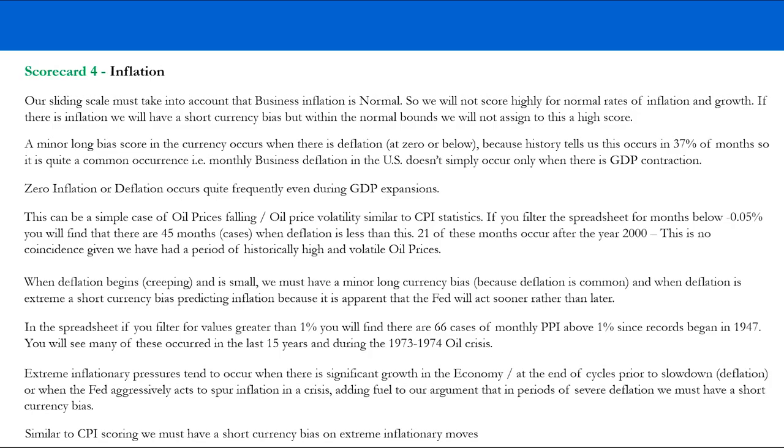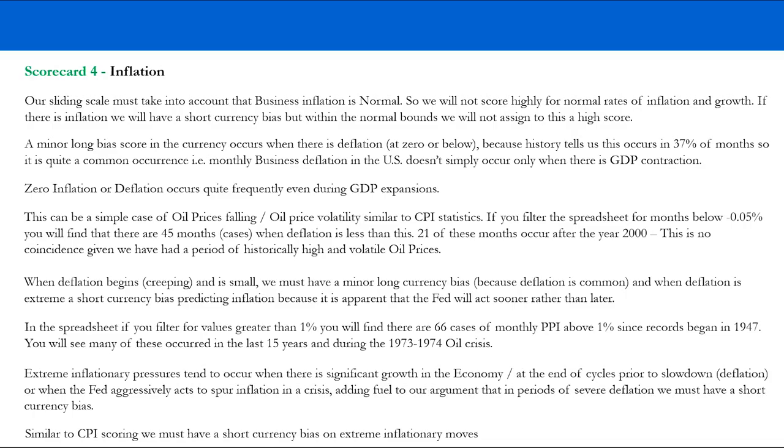So if we just continue with the analysis in terms of our scorecards, when deflation begins creeping and is fairly small, we tend to have a minor long currency bias because deflation is common. And when deflation is extreme, we tend to have a short currency bias predicting inflation because it's apparent that the Fed will act sooner rather than later.